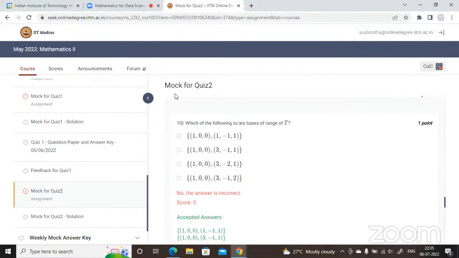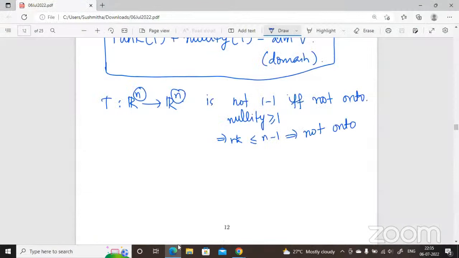Ma'am, if we revise all the graded assignments and mock test question paper, I expect that the questions that come in quiz 2 will be similar. Yeah, if you revise all these assignments, it means that you are revising all the concepts of weeks 1 to 8. So definitely you will get 100 in quiz 2.